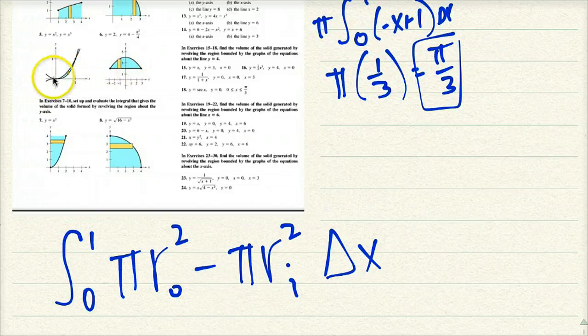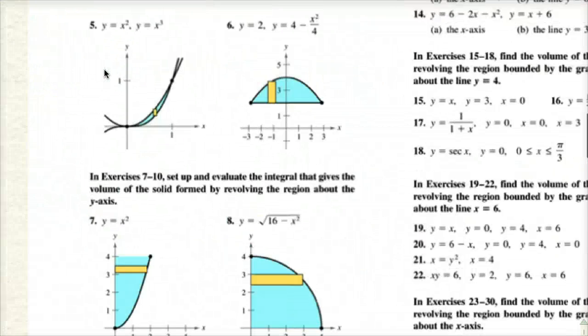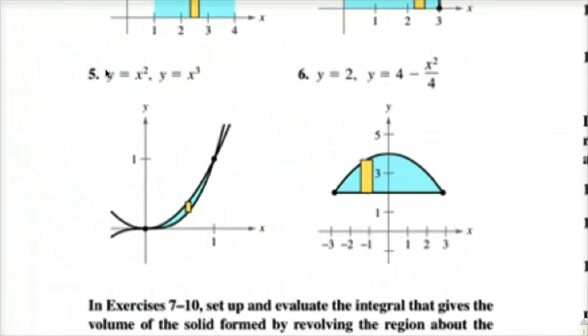In this case, let me zoom in for you guys. You may or may not notice that this one right here on the top is actually x squared, and this one on the bottom is x to the third. So if I rotated this rectangle like this to make a donut, this top one, or radius out, would be x squared, and the radius in would be x to the third.